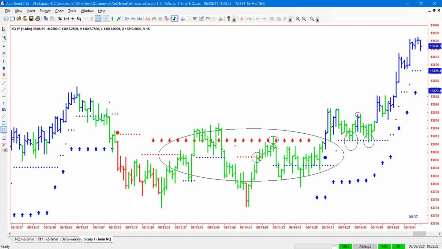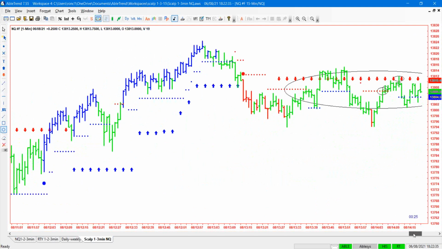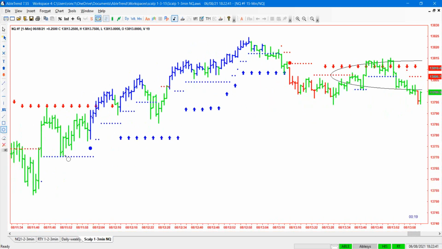Hits a red dot, closes under it. A minute later, it goes above it. Not even a minute, a couple seconds later. We lose 3 points. Let's call it we lose 5. I like to stretch the losses. Scalp chart. This is for in and out very, very quickly. That's your style. We got you covered.